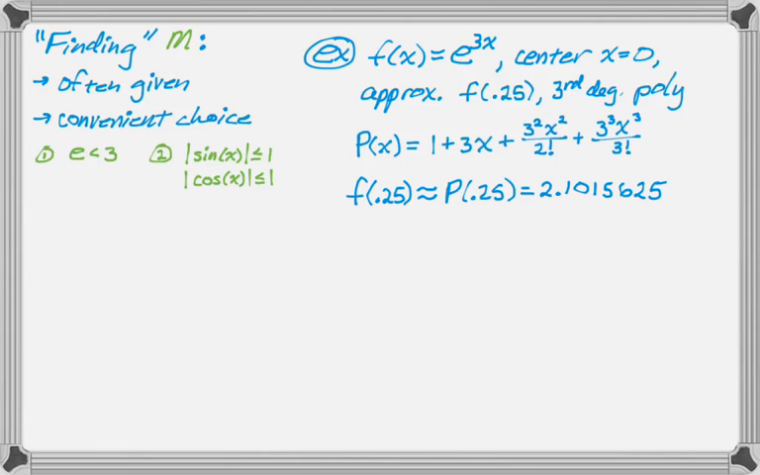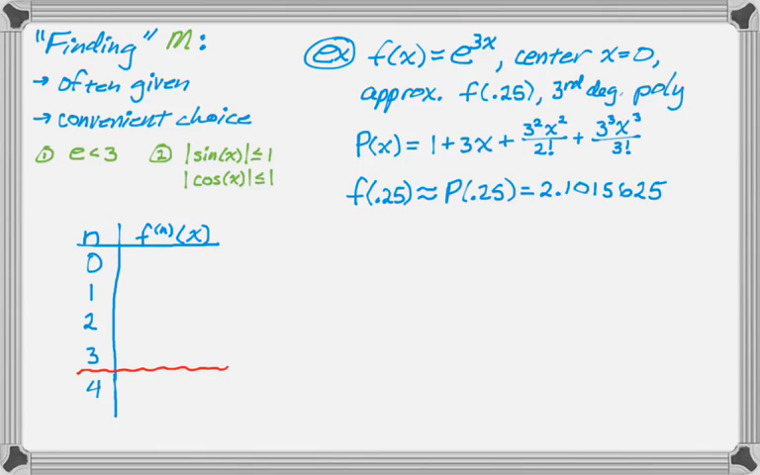But now the question is, how wrong could that possibly be? And it turns out we can figure it out. But what we need to do is figure out the error. So if you think about it, I'm going backwards here. I would make my table, and to write the third degree polynomial, I would need the 0th, first, second, and third derivatives. So I need up to 3 to make my polynomial.